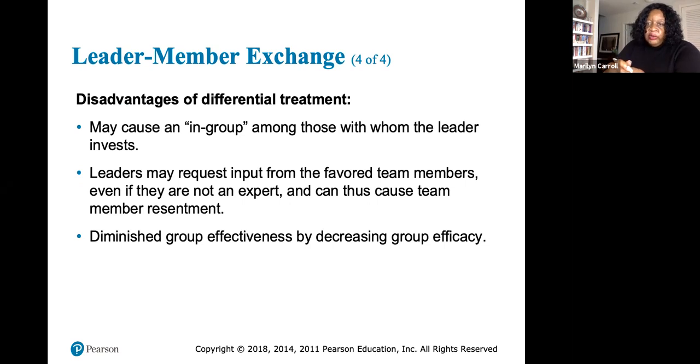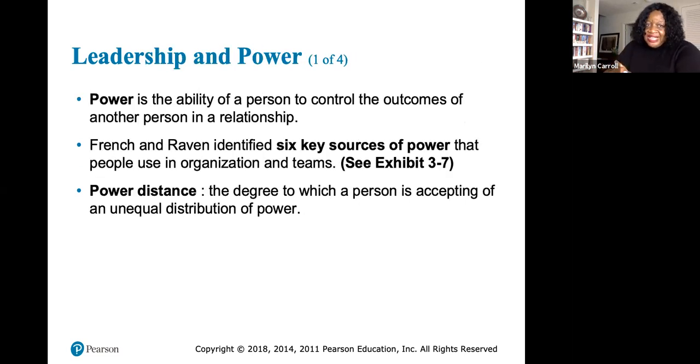I would have to say that the disadvantages of differential treatment include that it may cause an in-group among those in whom the leader invests, what we may call the good old boy network. Leaders may request input from favorite team members, even if they are not an expert, and can thus cause team members to feel resentment and diminish group effectiveness by decreasing group advocacy. So I don't know, there are some differences.